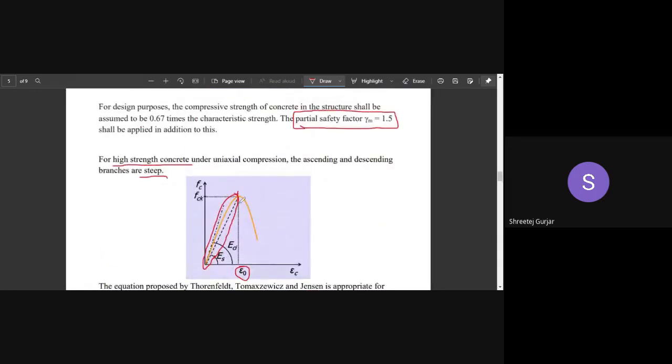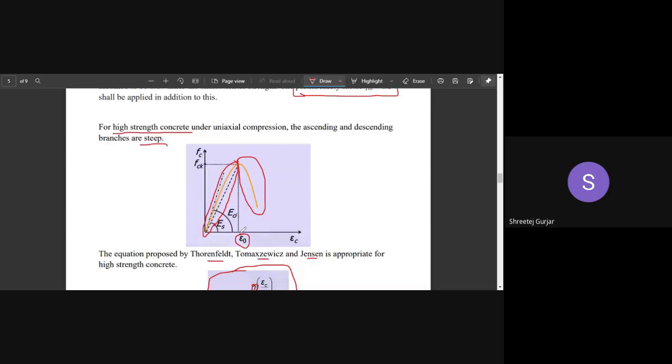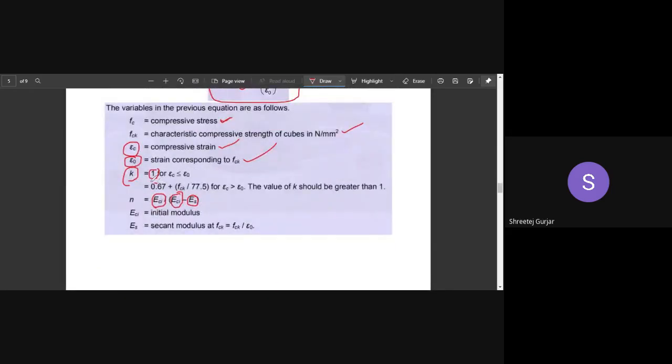And whenever we are dealing with the descending part of the curve, that is, your EC is greater than E naught, what you have to use? You have to use this formula for determining K, which is 0.67 plus FCK divided by 77.5. So for the ascending part of the curve, we use K value as 1, and for the descending part of the curve, we use K value from this formula, that is 0.67 plus FCK divided by 77.5.